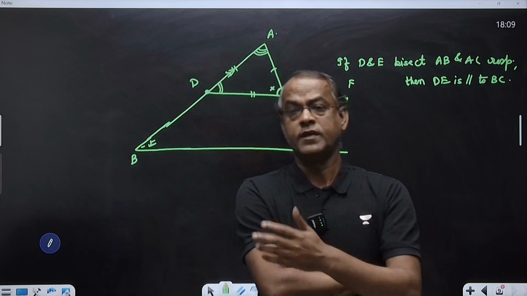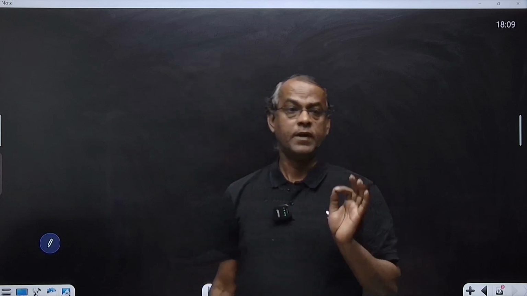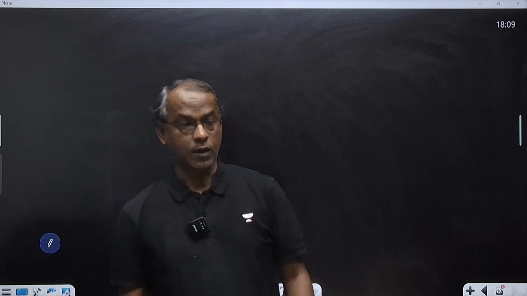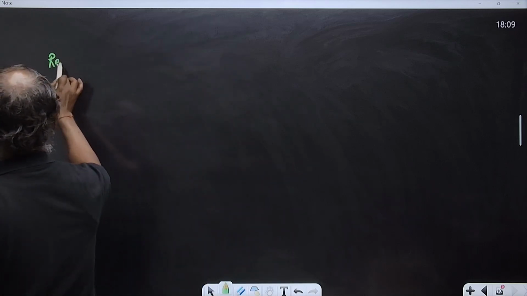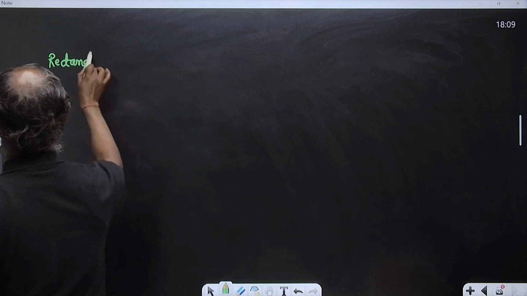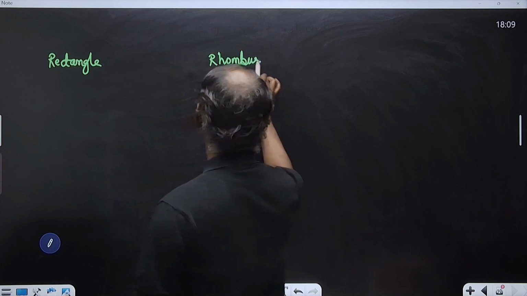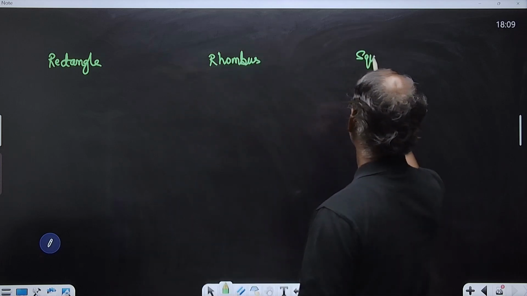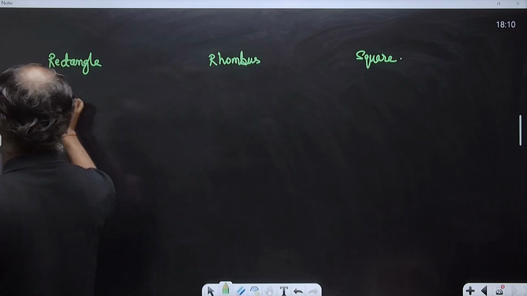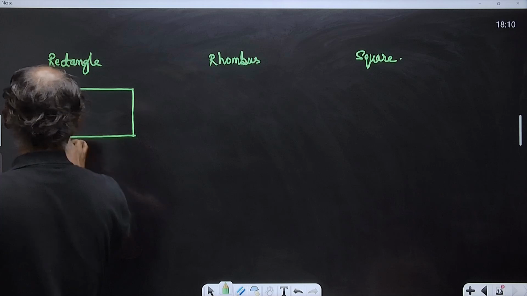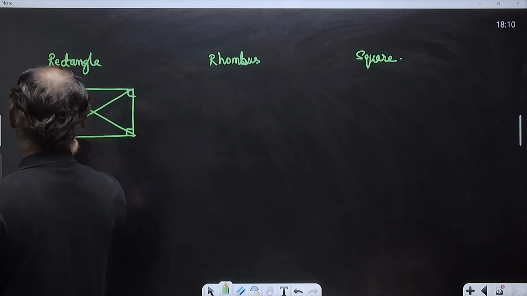Fine. So a lot of things are done using the notion of diagonals bisect each other in a parallelogram. Now if you move ahead to special quadrilaterals like rectangle, rhombus, square. In a rectangle the diagonals are equal in length. It is a parallelogram in which diagonals are equal in length. All the angles are right angles.